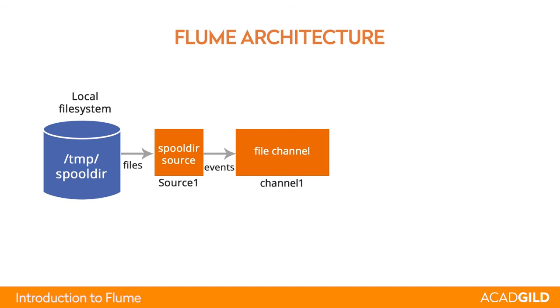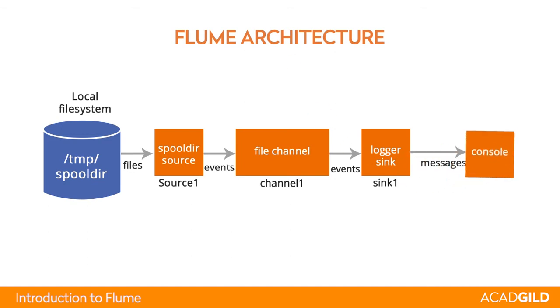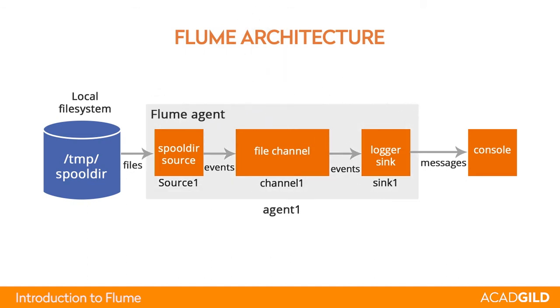Once data is sent to the channel, then events will be moved to the sink. The sink can be a logger sink or it can be an HDFS sink, depending on where we want to place our data. If it is a logger sink, then the data result will be displayed on the screen. If it is an HDFS sink, then data will be moved to the HDFS location. This combination of source, channel, and sink is called an agent, and basically it is connected to all three.